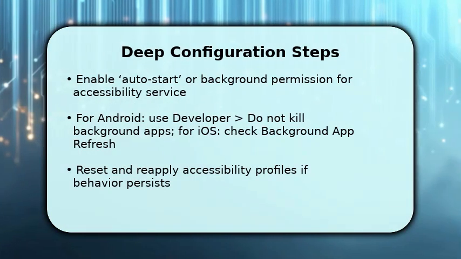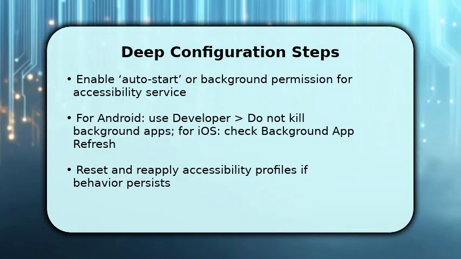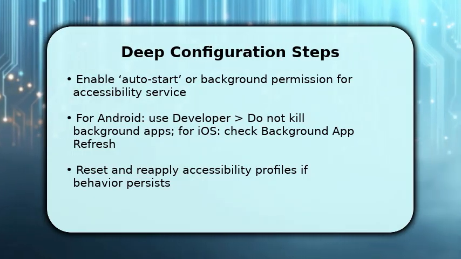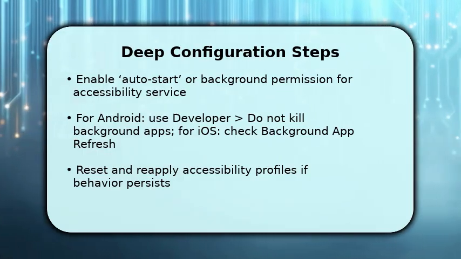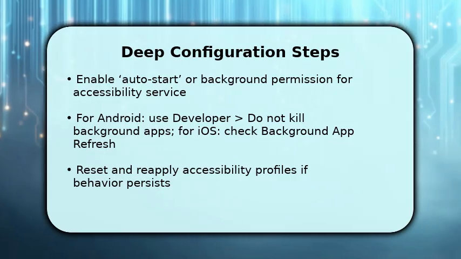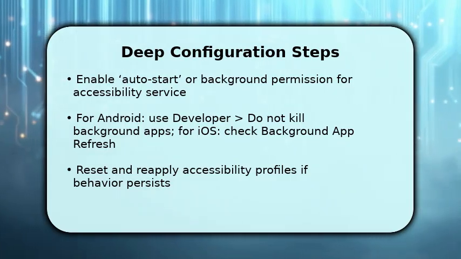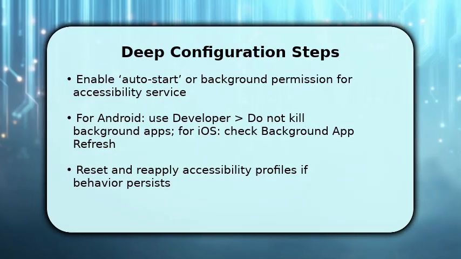Now dig into detailed configuration to make accessibility persistent. For Android, enable auto start and background activity, and in developer options, allow the service to run without being killed. For iOS, ensure background app refresh and notifications are set for that accessibility app.